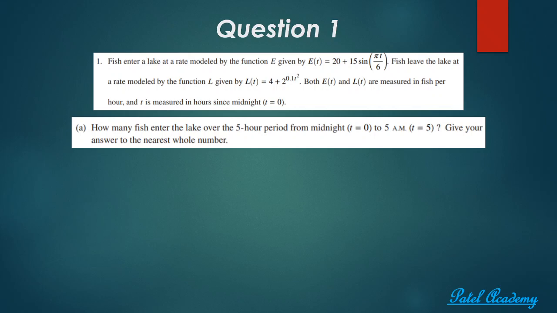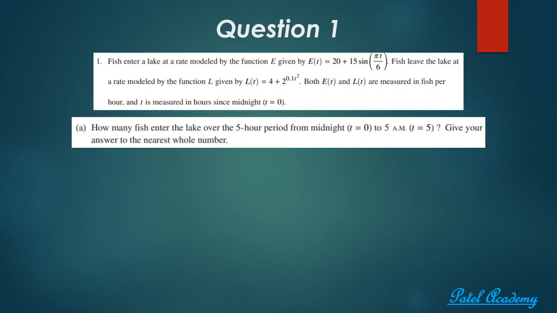Question number 1 gives us an entering function of fish into a lake of 20 plus 15 times sine of pi over 6 times t, and a leaving function or a loss function of 4 plus 2 to the power of 0.1 t squared. Now, first of all, before I even move on, like I said, you always want to input these functions into your calculator so that it's easy to call upon them and conduct operations on them.